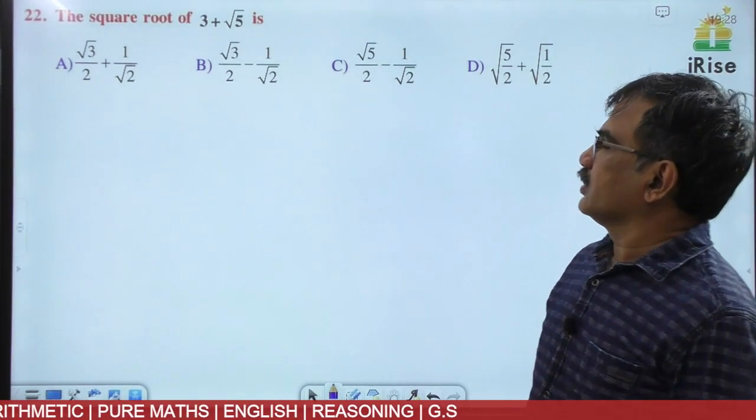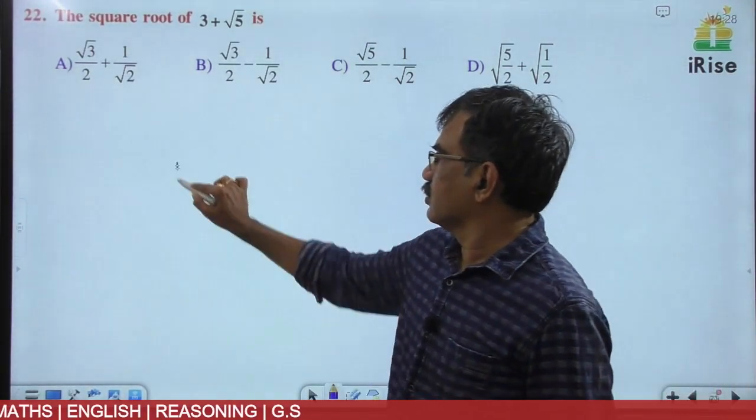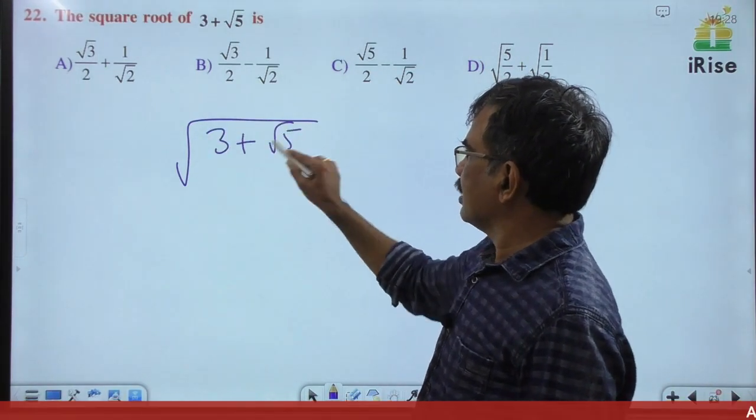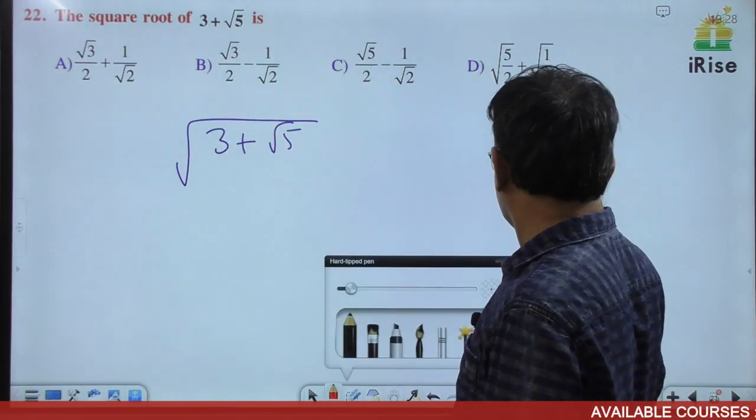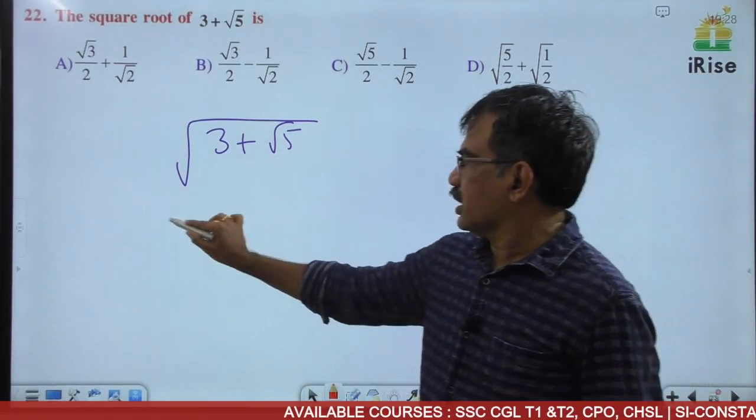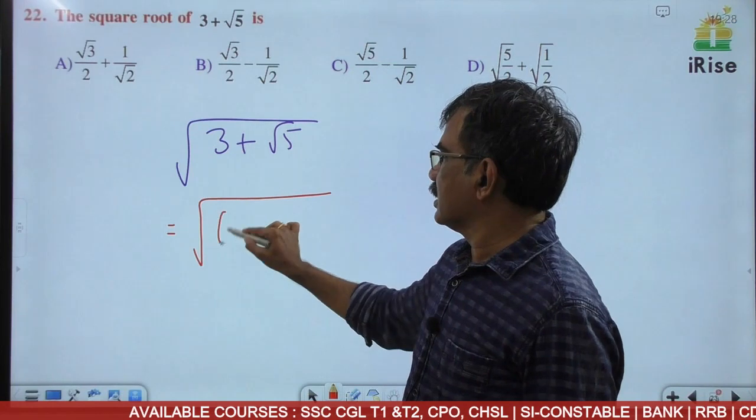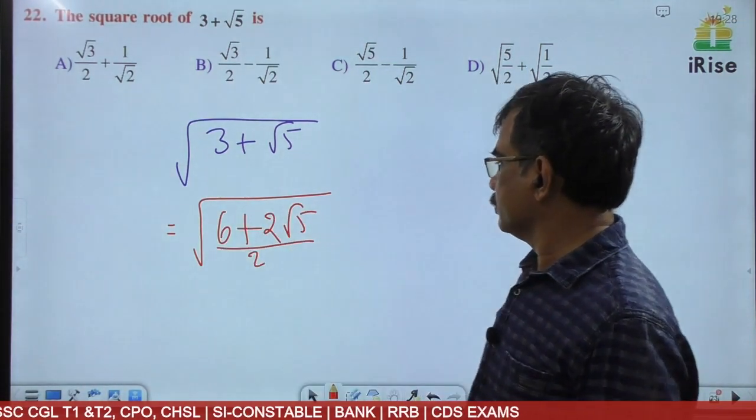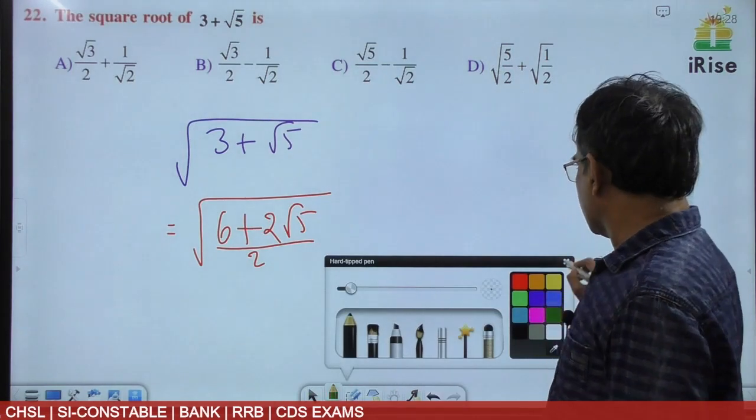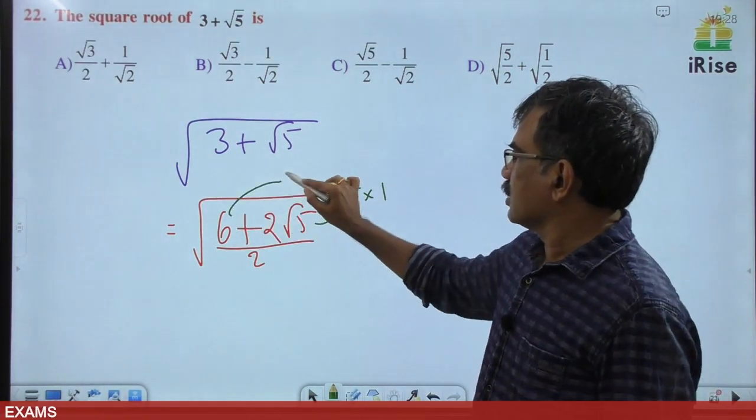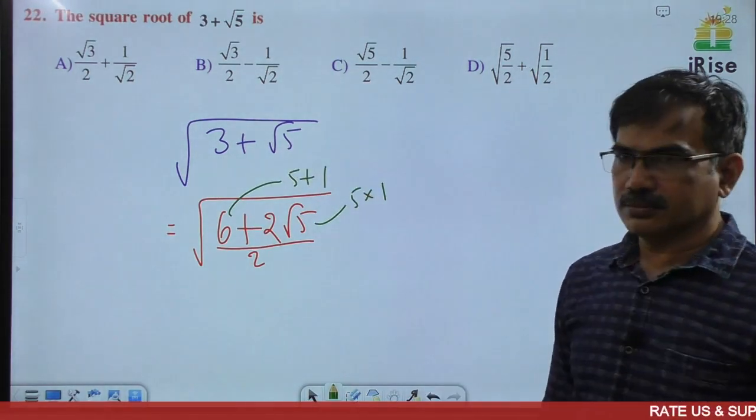What is the square root of 3 plus root 5? It is not in the form of a plus 2 root b. So I want to write this as root of (6 plus 2 root 5) by 2. Okay, 6 plus 2 root 5 by 2. And this can be written as 5 into 1. This can be written as 5 plus 1.